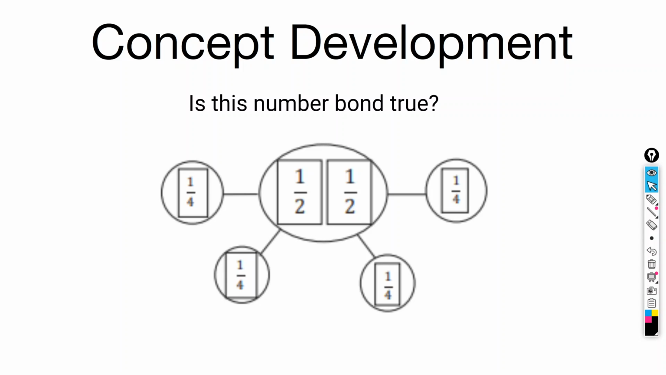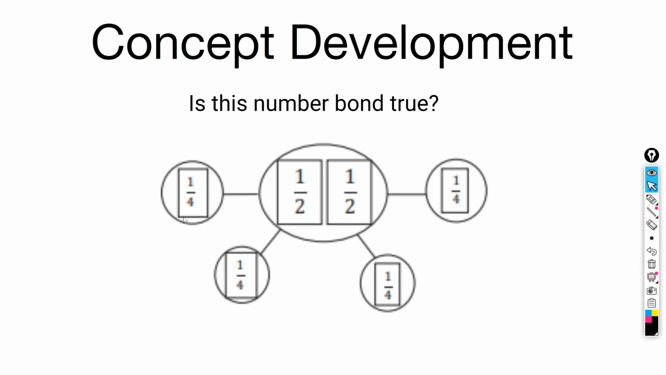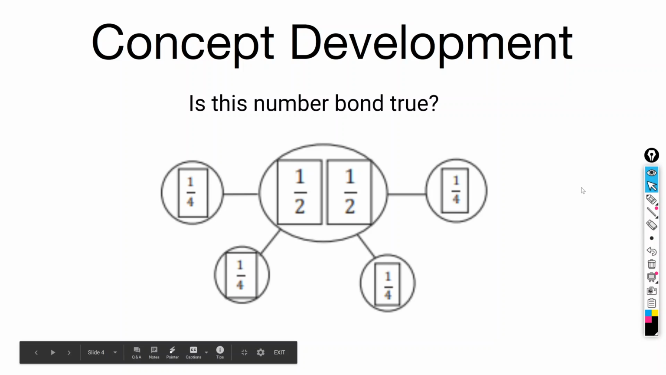So this brings us to our next slide, and it's a picture of a number bond with some fractions in it. It says, is this number bond true? What you might notice is that down here, all of the parts are 1/4, which is just like what we did on the last slide. What's different is that in the middle, instead of saying 1 whole, it has 1/2 and 1/2. So what we need to do is add these together and figure out if they are equal.